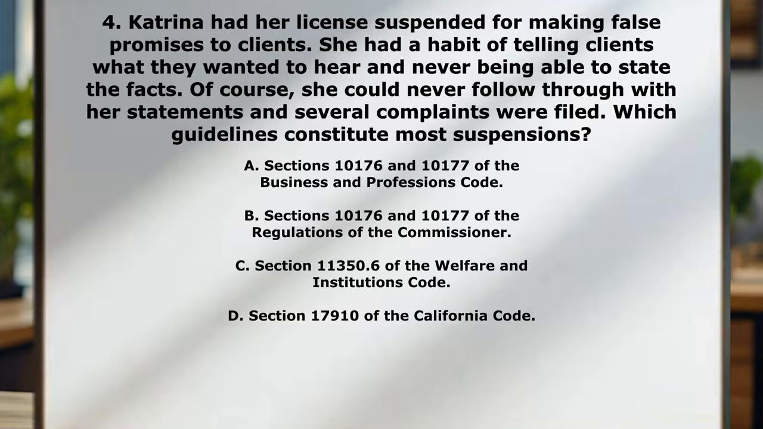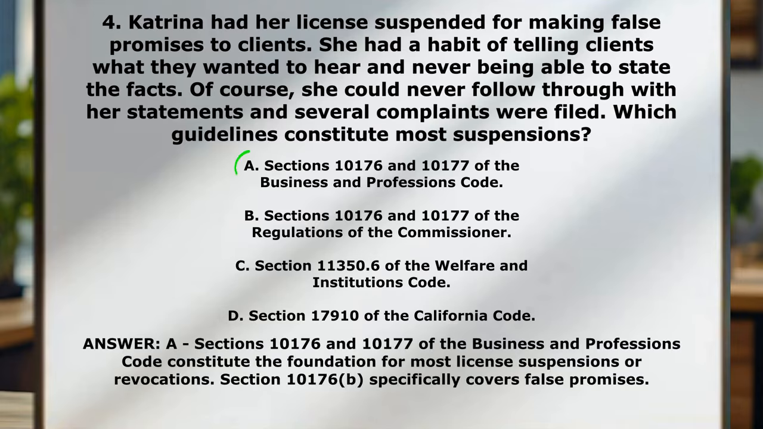Answer B, sections 101.76 and 101.77 of the regulations of the commissioner. Answer C, section 11350.6 of the Welfare and Institutions Code, section 17910 of the California Code. Answer A, sections 101.76 and 101.77 of the Business and Professions Code constitute the foundation for most license suspensions or revocations. Section 101.76b specifically covers false promises.